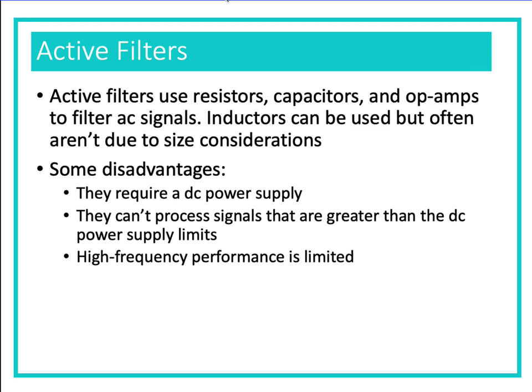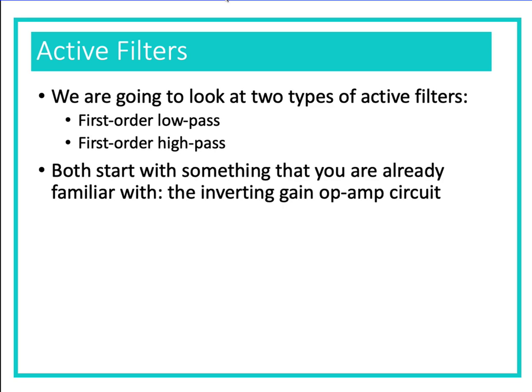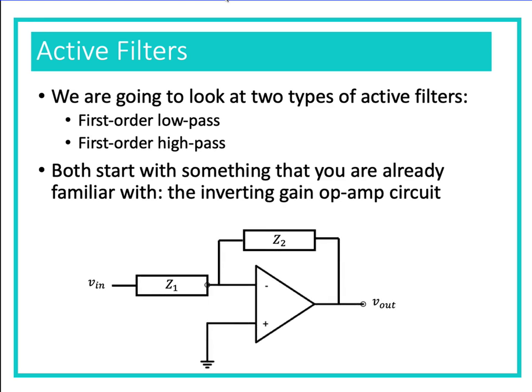So we're just going to look at two kinds. We're going to look at the first order low pass filter and the first order high pass filter. And first of all, we're going to start with something that you already know, which is the inverting gain op amp circuit. This looks a little bit different than the one that you're used to.